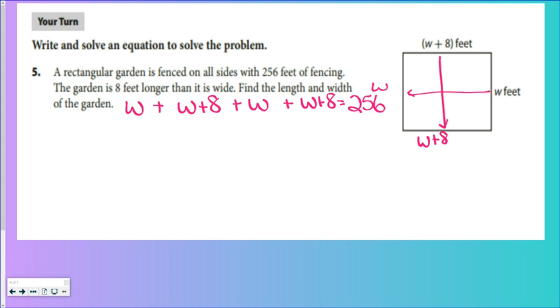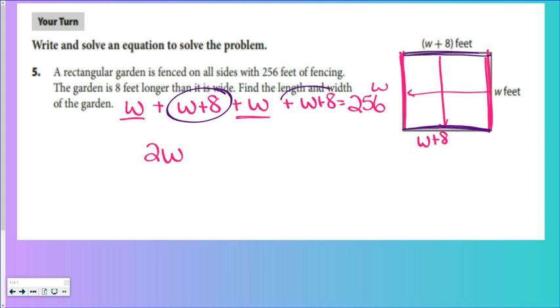So if we look at my sides that are W, I have two of them, right? If you look at your picture, you have two sides that are W. So if we want to shorten this, we can rewrite it as 2W. And then we also have two sides that are W plus 8. So we can take these and write plus 2 quantity W plus 8, because we have two sides that measure that same length, equals 256. And now we're ready to solve.